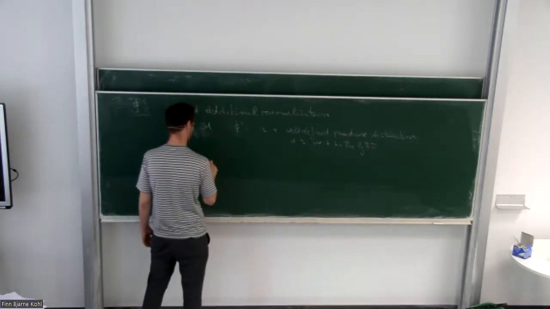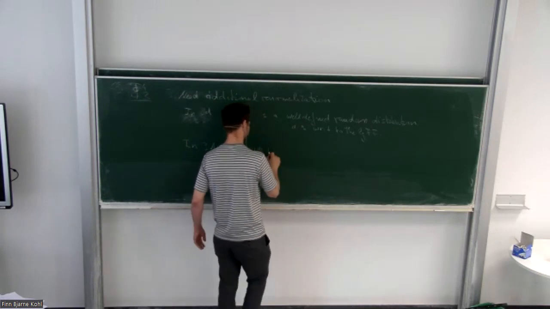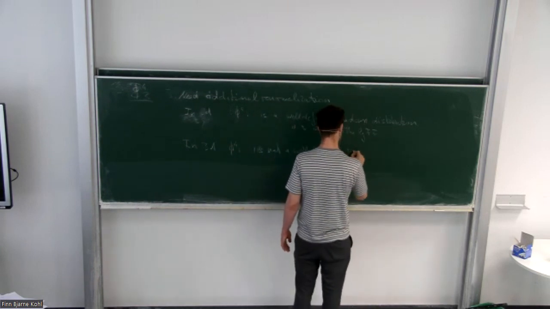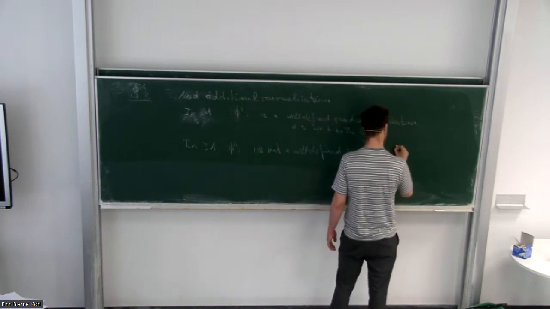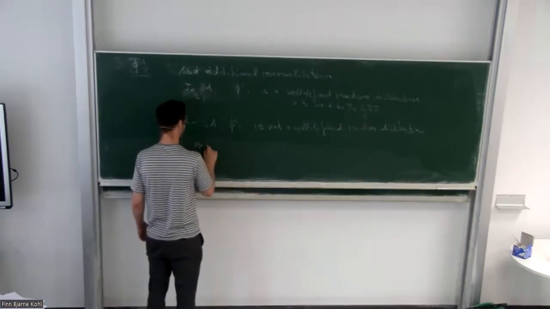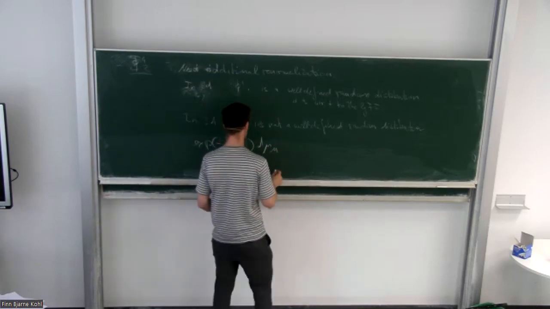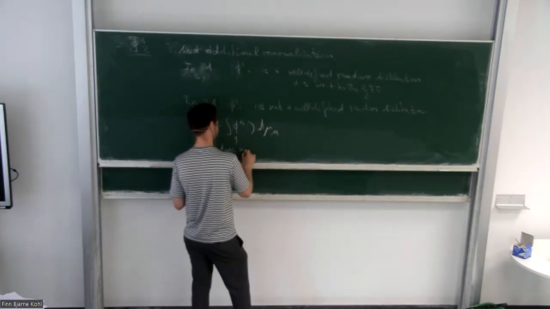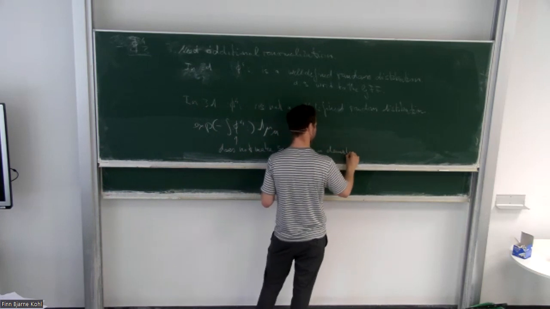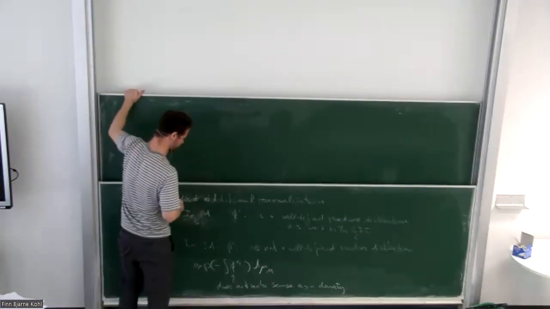In 3D, it is not a well-defined random distribution. And in fact, also the cube is not well-defined. And so in particular, this does not make sense as a density. And we need further renormalization. But even then, we don't get a density.